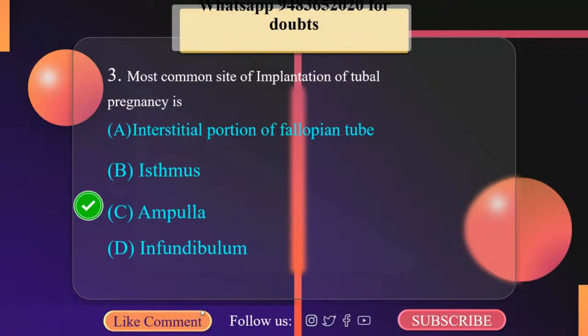During which gestational age is peak serum HCG level attained? A. 7 to 9 weeks. B. 11 to 13 weeks. C. 20 weeks. D. 25 weeks. It is 7 to 9 weeks.